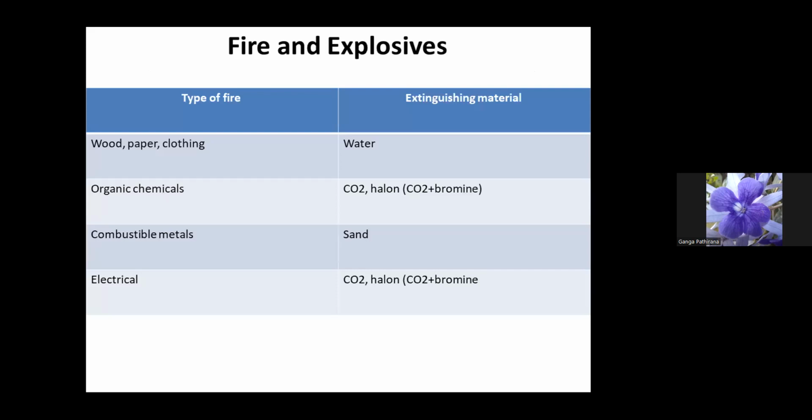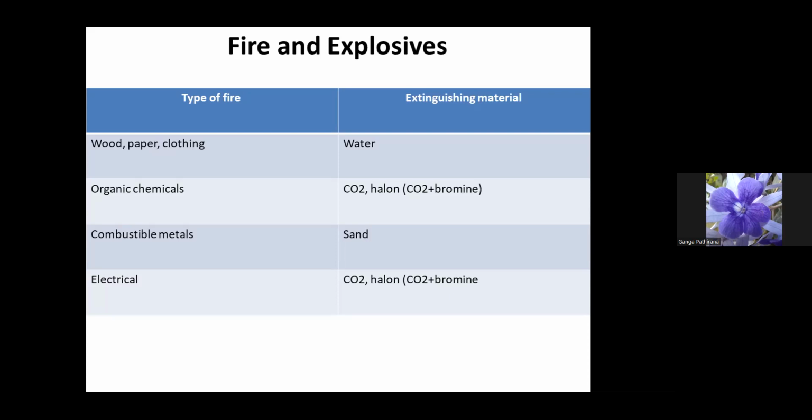According to the type of the fire and explosive, the extinguishing material is different. If the fire is due to wood, paper, or clothing, you can use water. But if it's due to an organic chemical, you can't use water. You have to use carbon dioxide or a halon mixture. That means a carbon dioxide, bromide, and bromine mixture. If it's a combustible metal, you have to use sand.